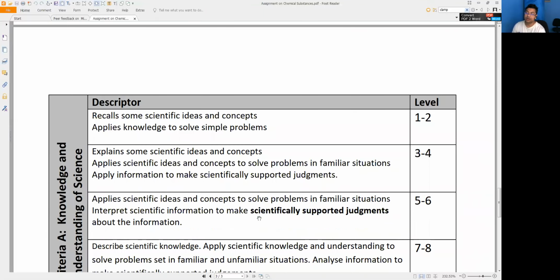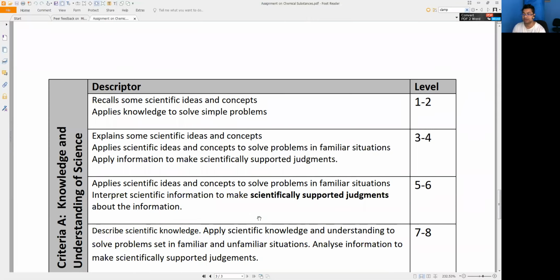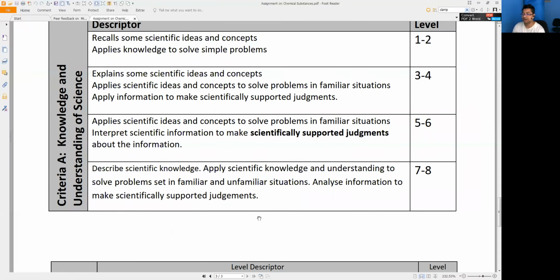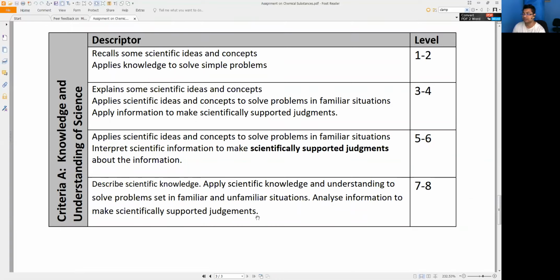Okay, now I would like to describe the rubric, how your assessment or the assignment will be marked. So you see the rubric here, there are 2 criteria. One is the knowledge and understanding of science. So you need to explain some scientific idea and concept. You need to apply scientific ideas and concept to solve problem in your familiar situation. And if you give some scientific judgment, then you will get more points, and the maximum points if you do some scientific analysis and make your judgment according to the scientific background.